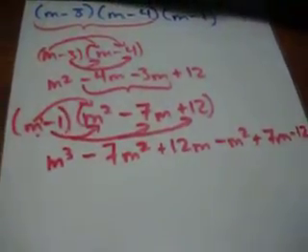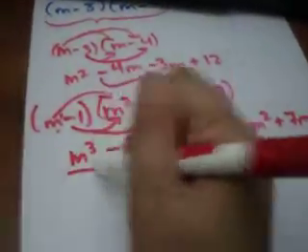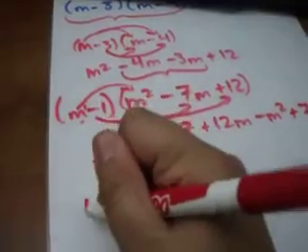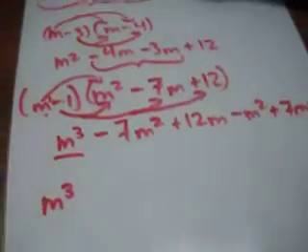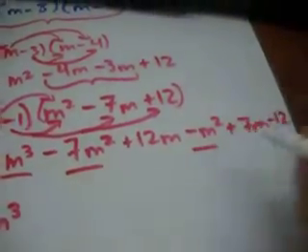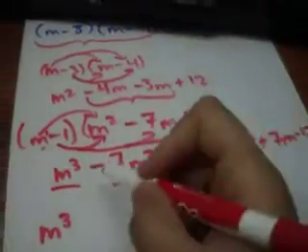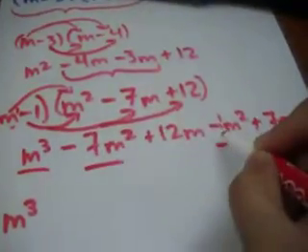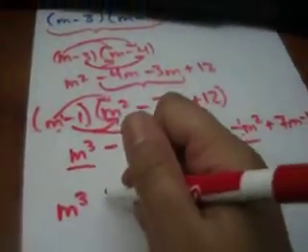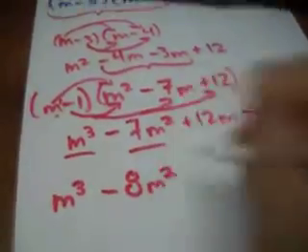Alright, so now we could clean this up too. So combine your like terms. So I have an m cubed here, and that's the only m cubed, so I'm just going to write m cubed. I have a negative 7m squared there, and I have a negative 1 m squared there. Remember, there's technically a 1 there. So negative 7 subtract 1 is negative 8, and then m squared.